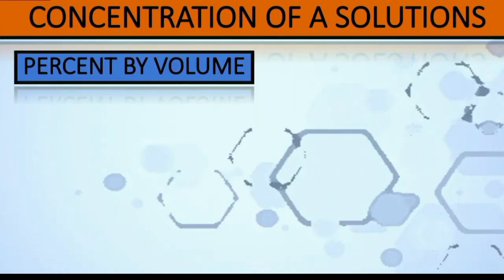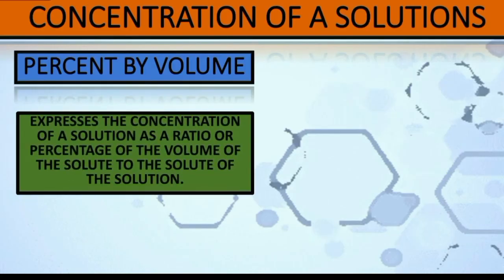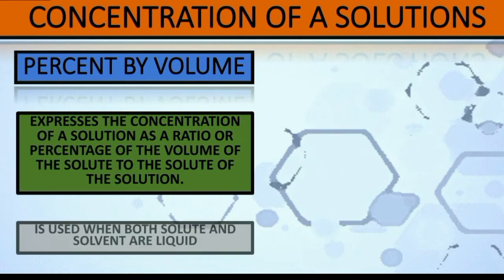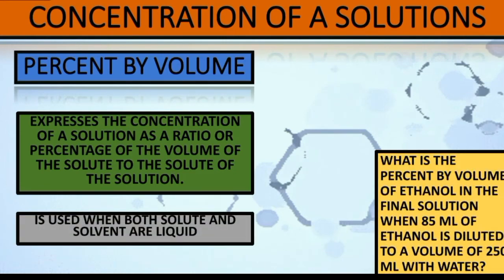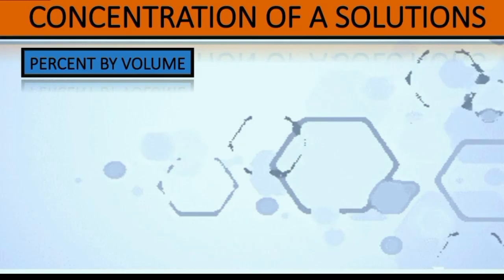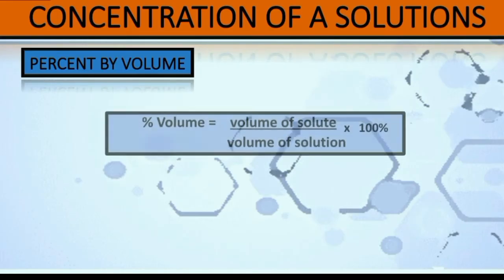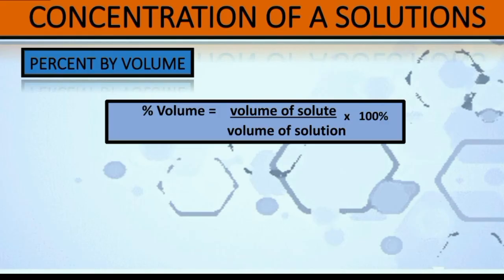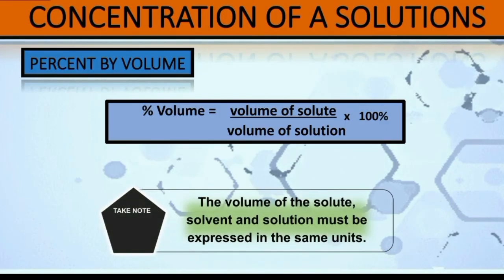Percent by volume, on the other hand, expresses the concentration of a solution as a ratio or percentage of the volume of the solute to the volume of the solution. It is used when both solute and solvent are liquid. Say for example, what is the percent by volume of ethanol in the final solution when 85 ml of ethanol is diluted to a volume of 250 ml with water? Both solute and solvent are liquid. And to get the percent by volume, we have to follow this equation. Percent by volume is equal to volume of solute over volume of solution times 100%.